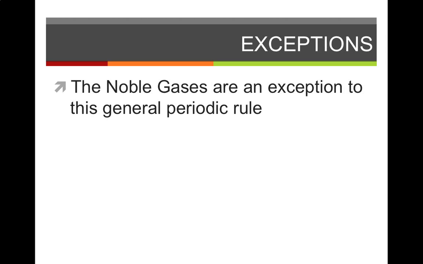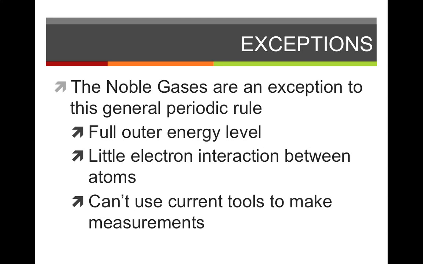Here's some exceptions. The noble gases are an exception to this general periodic table rule because they have a full outer energy level. There's little interaction between electrons, and so we can't use our current tools to make the measurements that we normally would. Those electrons are moving so fast and we can't determine where exactly they're going to be, so I can't just take a ruler and say, here's my nucleus, here's my electron, what is it? Because there's no way to actually bond it to anything else for the most part.